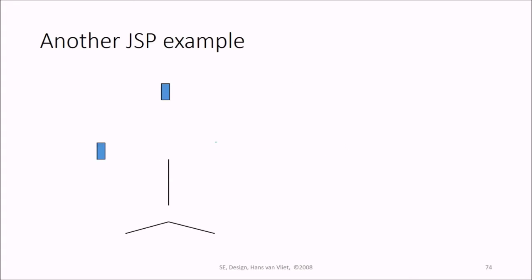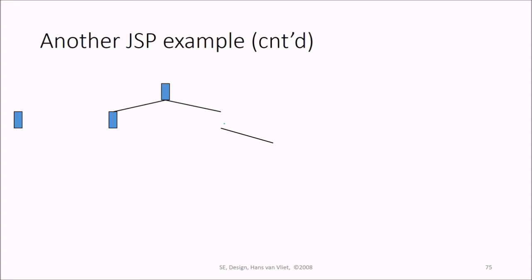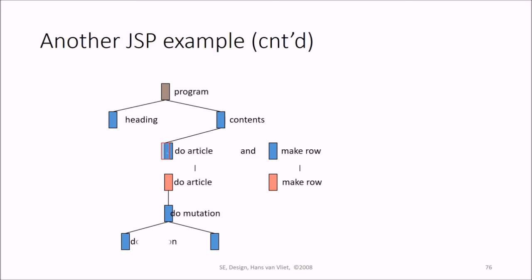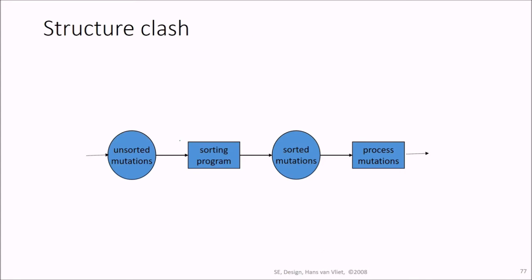And another JSP example would be Jackson's input file. This is article, this is mutation, this is addition, removal. And you can have one more: output, heading, body, net mutation, like this. So this is a program, heading, contents, to article, make row, do article. These are various formations of JSP.